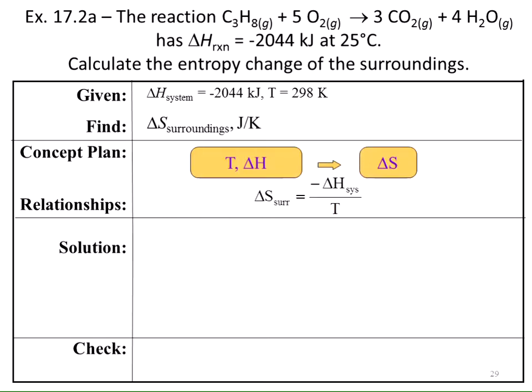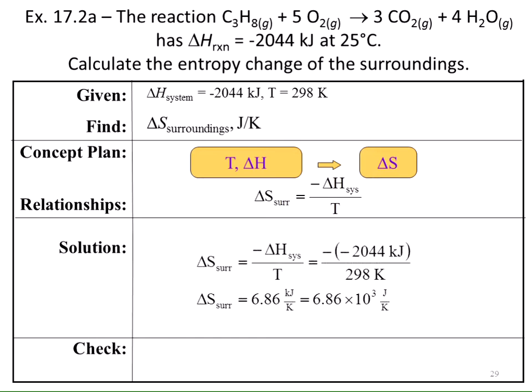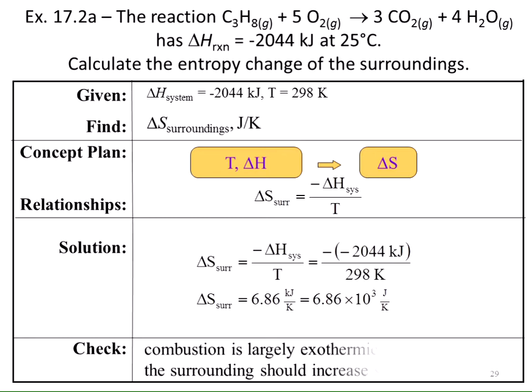So I'm going to use that equation that we looked at on the previous slide, where the delta S of the surroundings equals the negative delta H of the system divided by the temperature. So when I plug in my values, I determined that my change in entropy of the surroundings is 6.86 times 10 to the third joules per Kelvin. So combustion is largely exothermic, so the entropy of the surroundings should increase significantly. The delta H of the reaction was negative, and a negative of a negative is a positive, so we have a positive change in entropy of the surroundings.